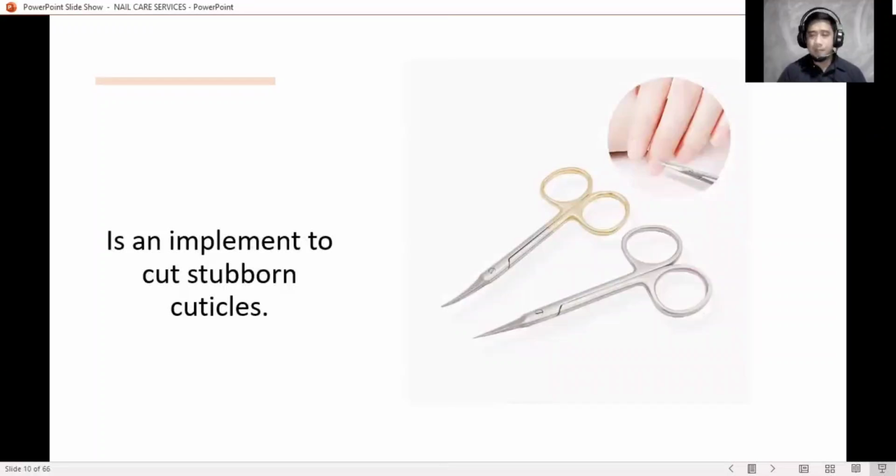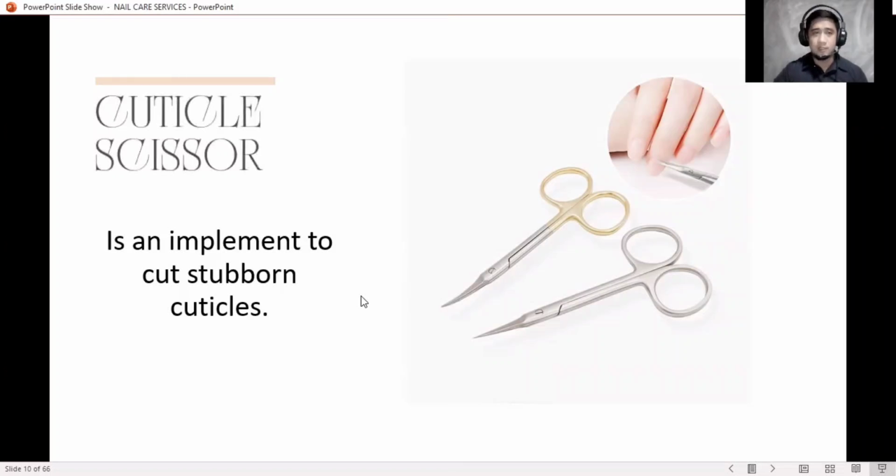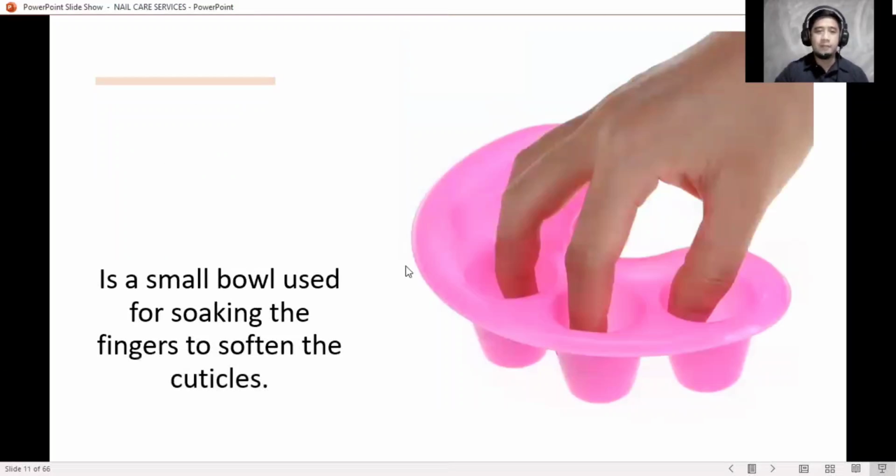So, the next one is this one. It is an implement to cut stubborn cuticles. As you can see, the difference of this dun sa nipper is the pointed edge of this one. So we call this one a cuticle scissors.